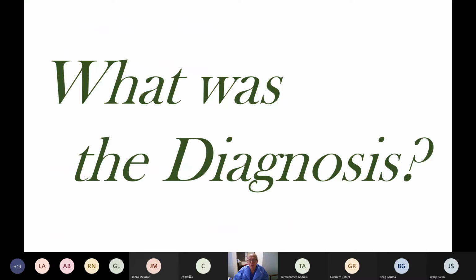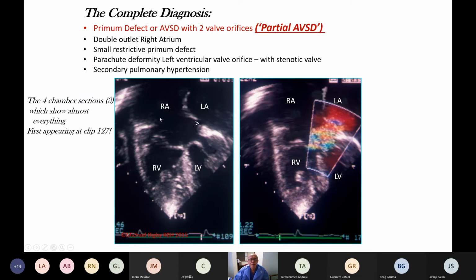I'm just going to show, and you may ask the question, well, what was the diagnosis that caused the surgeon to have an eruption? I'm just going to show you a still frame. So I looked at, and so what was the diagnosis? Well, there was indeed a partial AVSD, a primum defect.